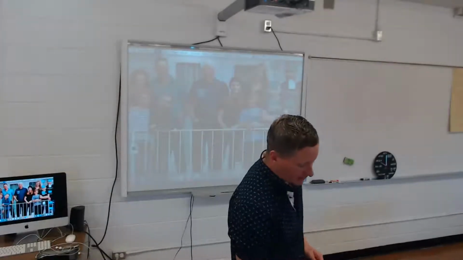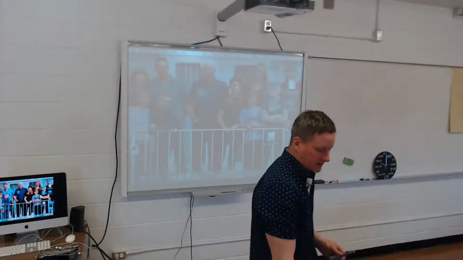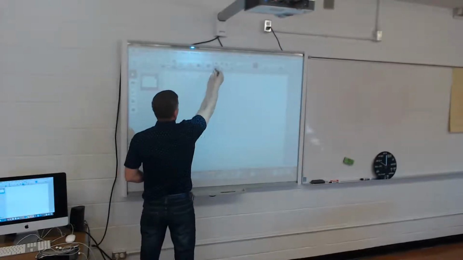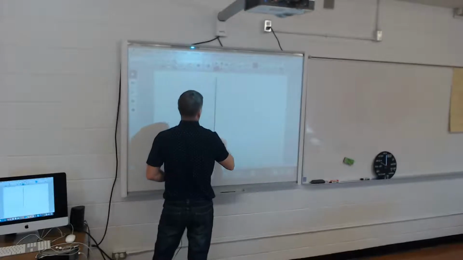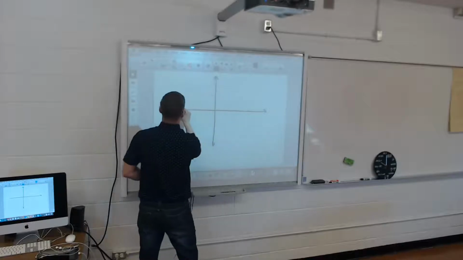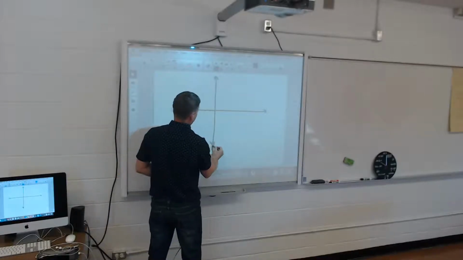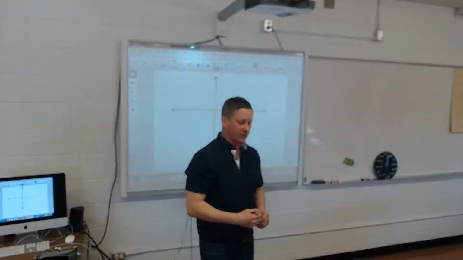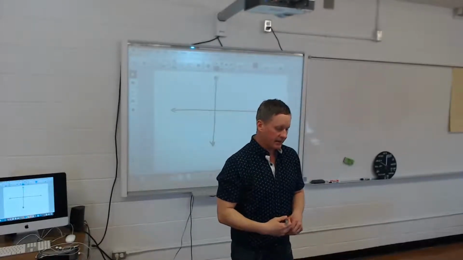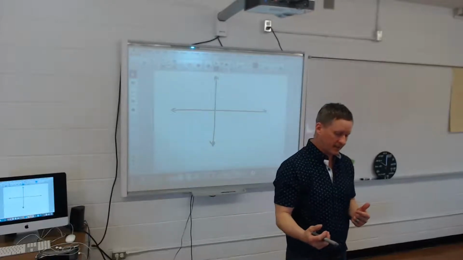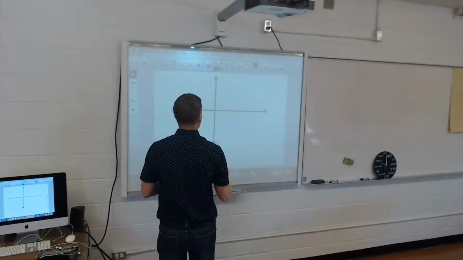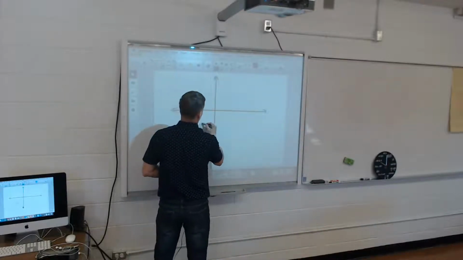So what we're looking at today is parallel lines and perpendicular lines. Each one of the parallel and the perpendicular lines have something in common, and they have something that is different that makes them parallel or perpendicular. So I'm going to use parallel lines to start with.